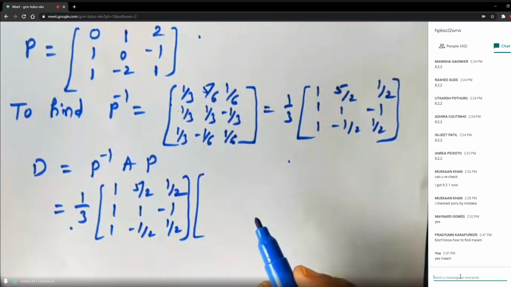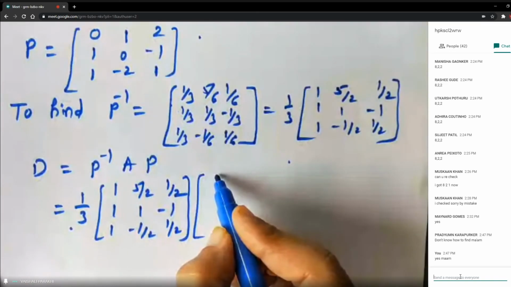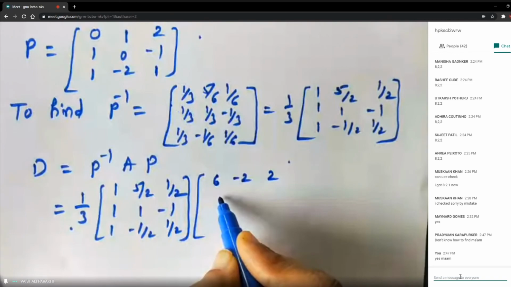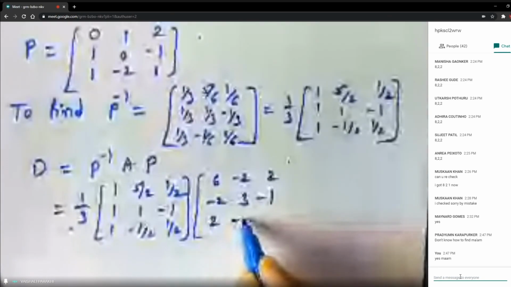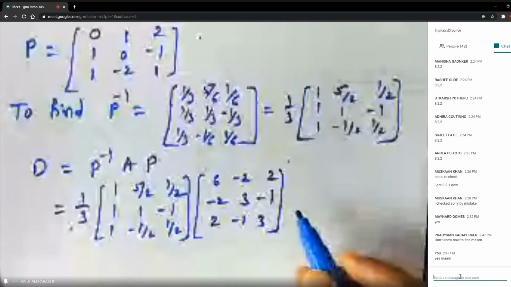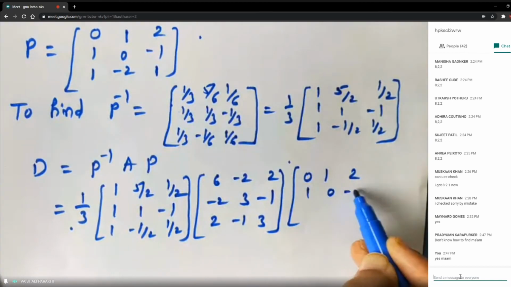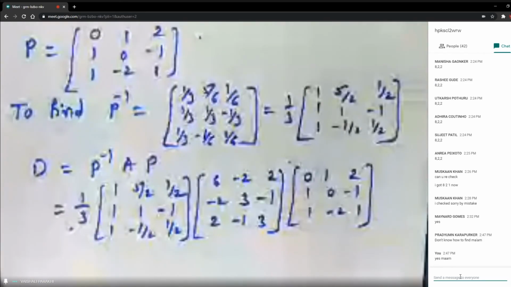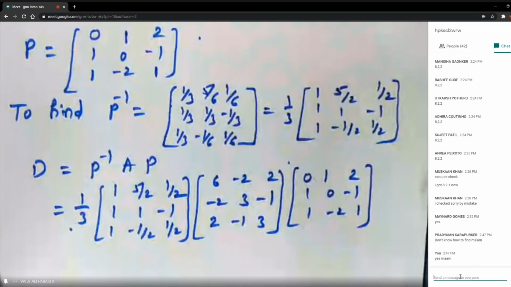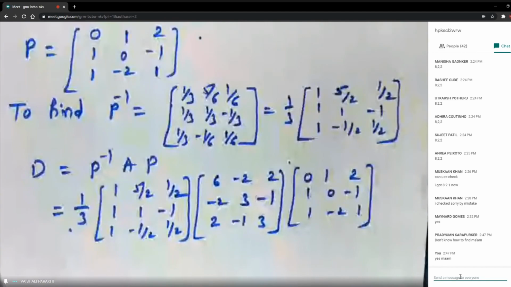A is the given matrix. What is matrix A? 6, minus 2, 2, minus 2, 3, minus 1, 2, minus 1, 3. And matrix P, which is our modal matrix, is 0, 1, 2, 1, 0, minus 1, 1, minus 2, 1. Okay, now we are going to multiply these matrices.